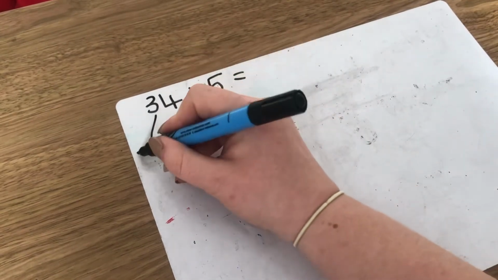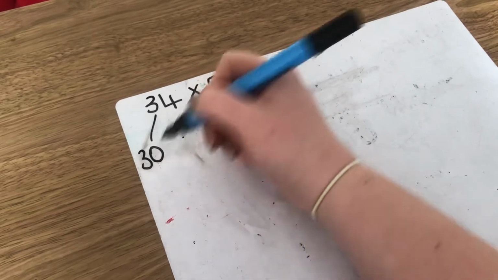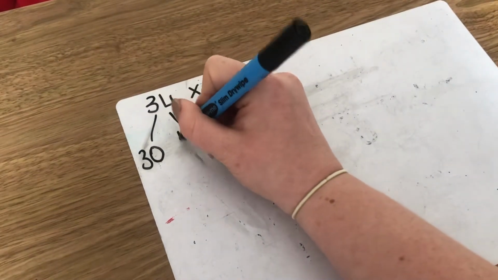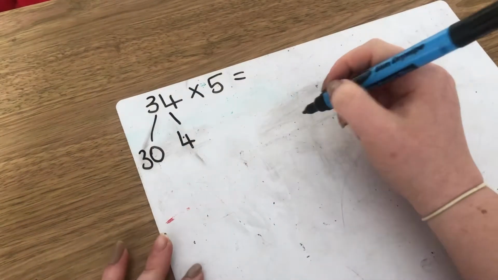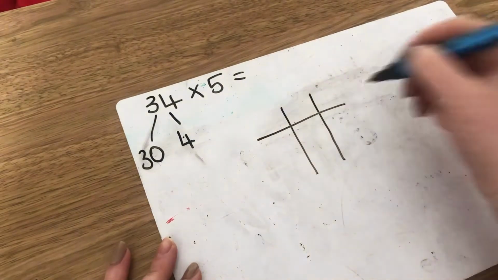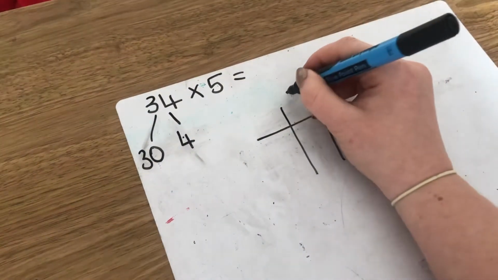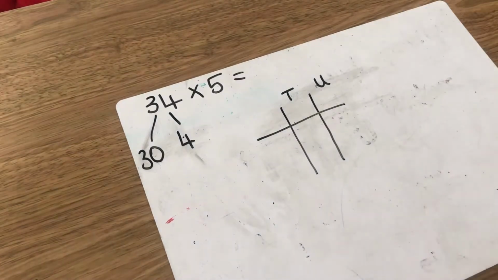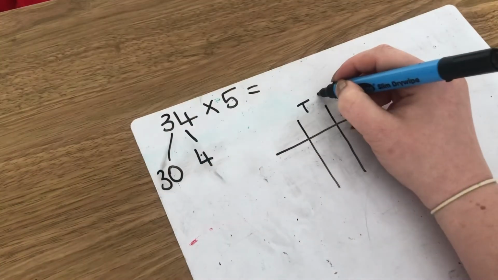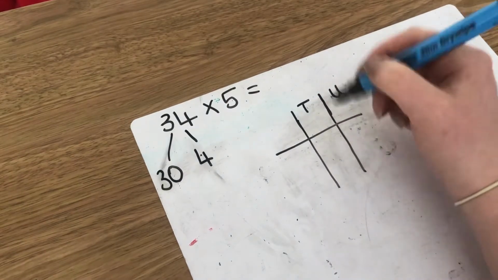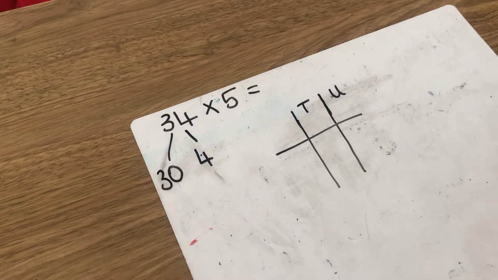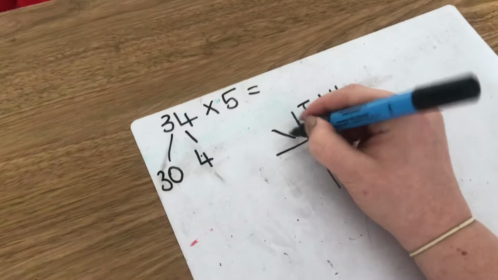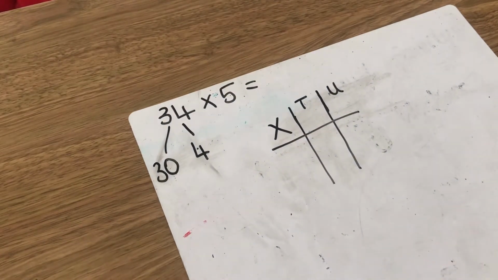So 34 is made out of 3 tens, so it's made out of 30, and it's made out of 4 ones. Okay, and now we've got that information, we can add that to our grid. So what I'm going to do is help myself by putting my tens and units at the top. Okay, and the operation that we are doing today is multiplying, because remember we've got our 4 operations: add, subtract, divide and multiply. So we're going to do some multiplying today, so I'm going to put the multiplication sign there so I can start putting my number into my grid.